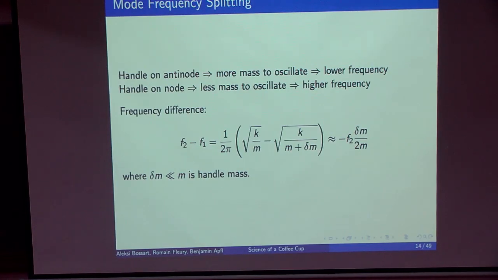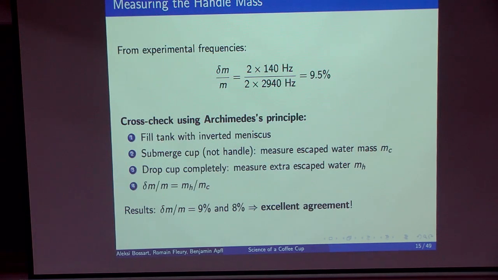So f2 minus f1 is 1 by 2 pi. This is just the frequency equation from the spring equation. 1 by 2 pi minus, and this we can use the Taylor approximation to come to something of the form f2 minus f1 is roughly equivalent to the difference of mass divided by 2 times the mass. This means that somehow we can figure out the mass of the handle of a cup given the mass of the cup and a frequency detector.